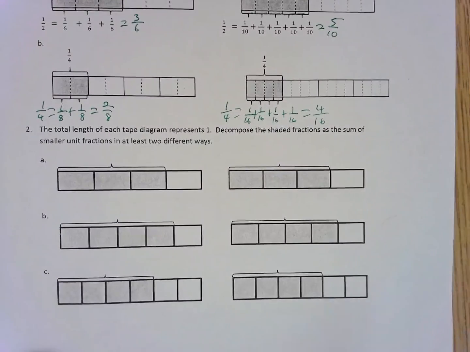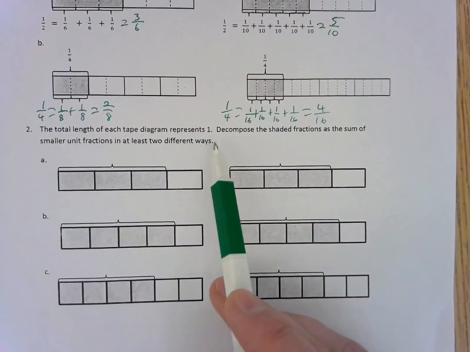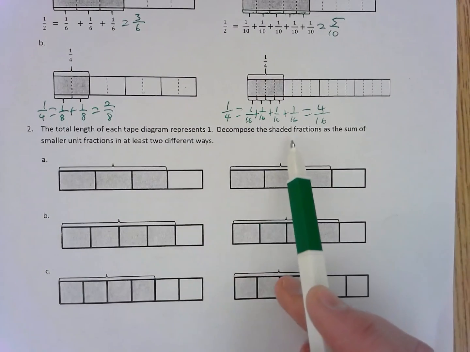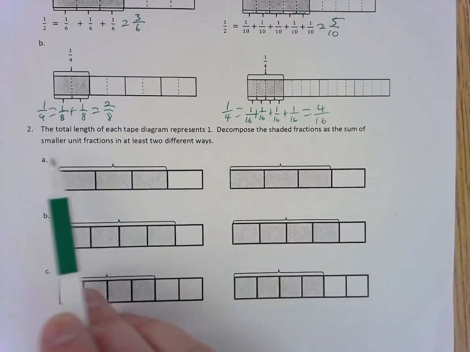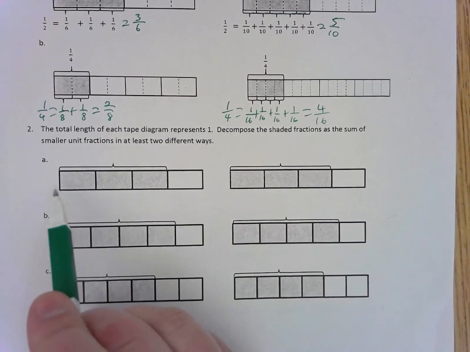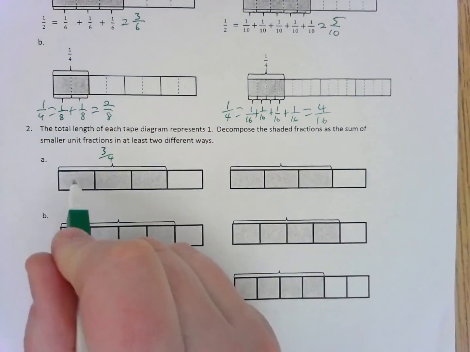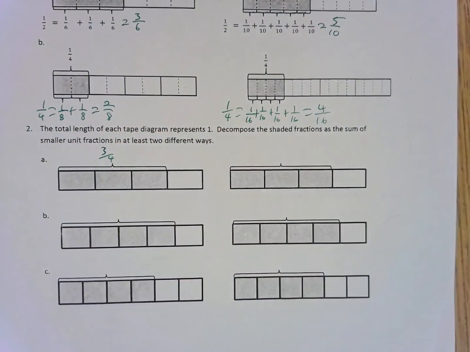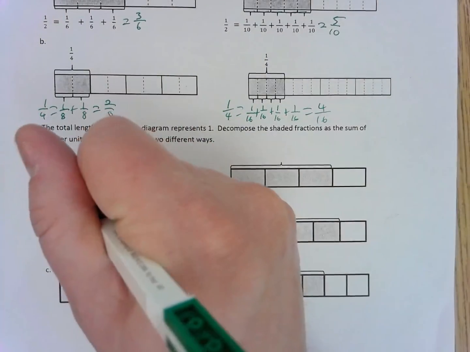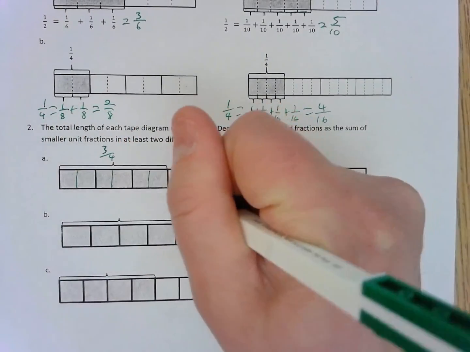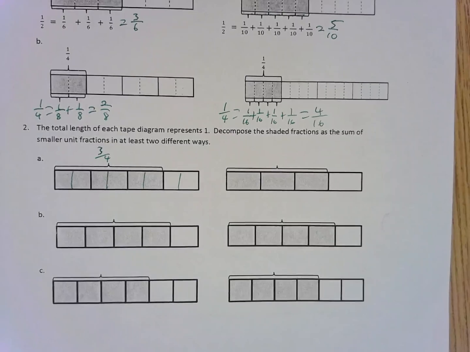Okay. Number 2, the total length of each tape diagram represents 1. Decompose the shaded fractions as the sum of smaller unit fractions in at least two different ways. So the whole thing is 1. Okay, our original fraction here, we have 3 shaded out of the 4 total, so we have 3/4. I'm just going to cut them in half. I think that's the quickest and easiest way.